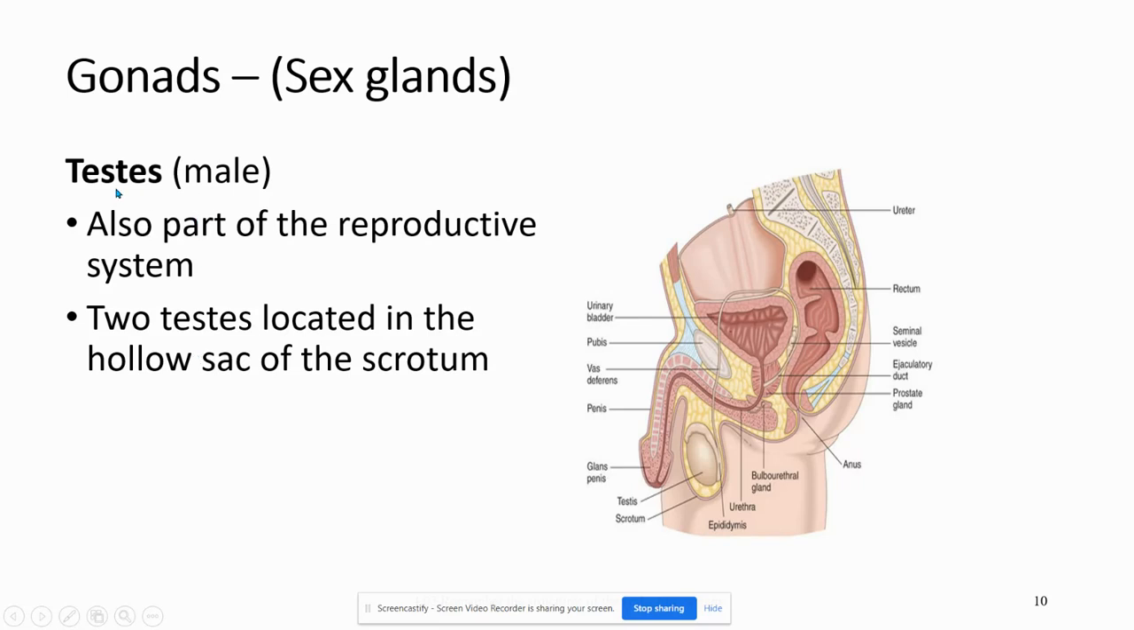Males, the male gonad being the testes or testicles, but testes is just what this curriculum prefers, are located exterior to the body, to the main pelvic cavity, in a hollow sac of skin called the scrotum. So this little egg-looking thing right here would be the testes, and this is the scrotal sac.